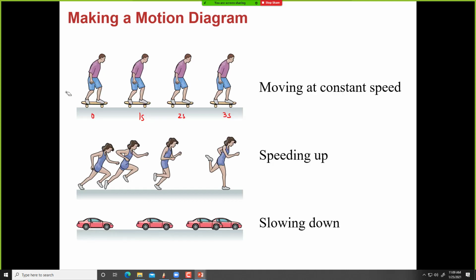So you cover the same distance in each interval. That's the distance, that's the distance, that's the distance. So the same distance in the same interval of time is uniform motion.